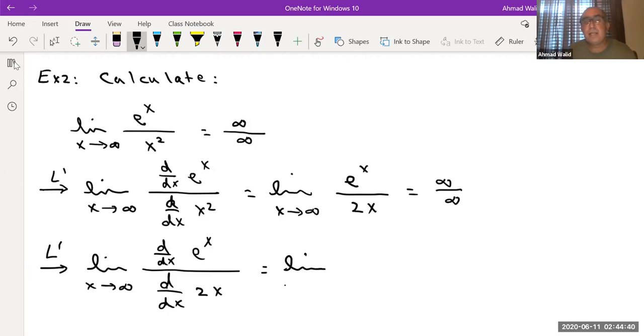Limit x approaching infinity. Again, the derivative of e to the x is e to the x. The derivative of 2x is 2. Now plug in. It gives you infinity over 2, which is what? Infinity. Very easy, but you have to focus every time that you apply L'Hopital's rule. The next step is to plug in the limit and check. If you are still in the indeterminate form, then again apply L'Hopital's rule. Okay?